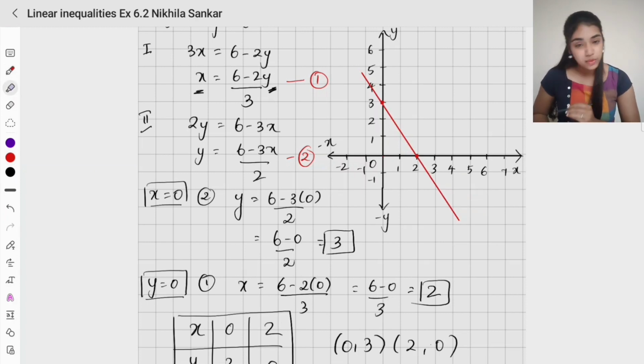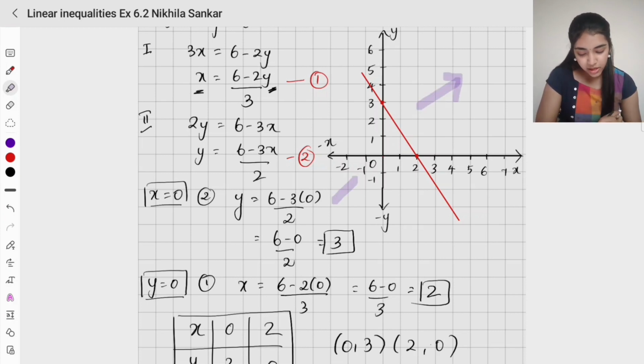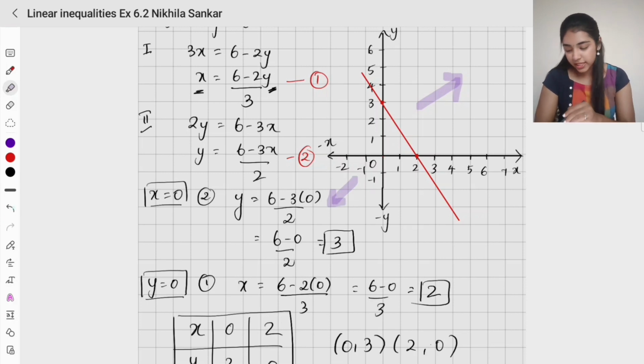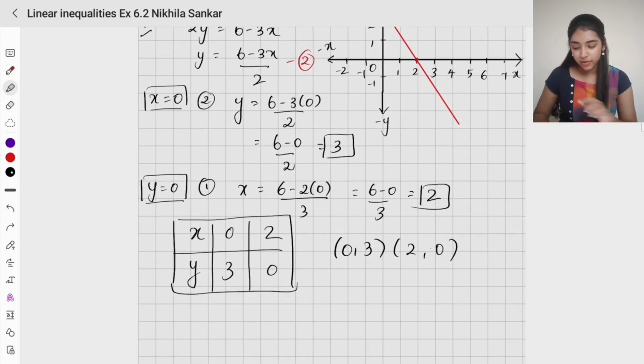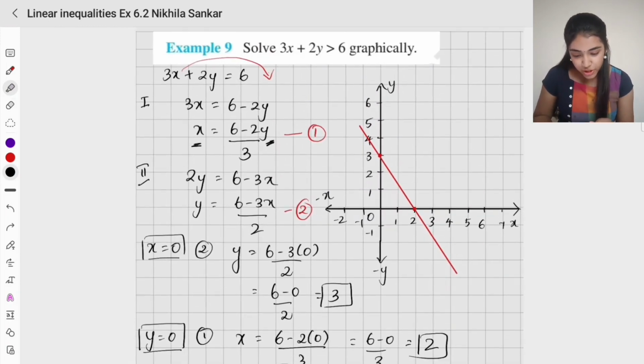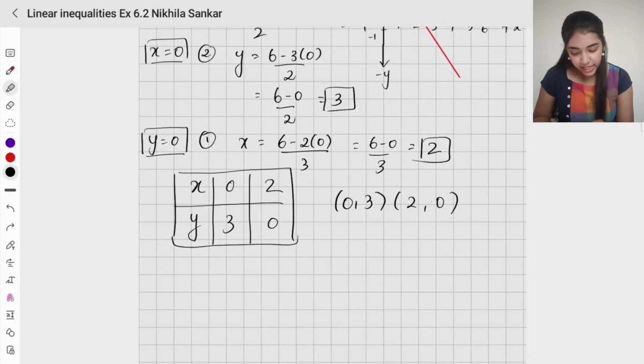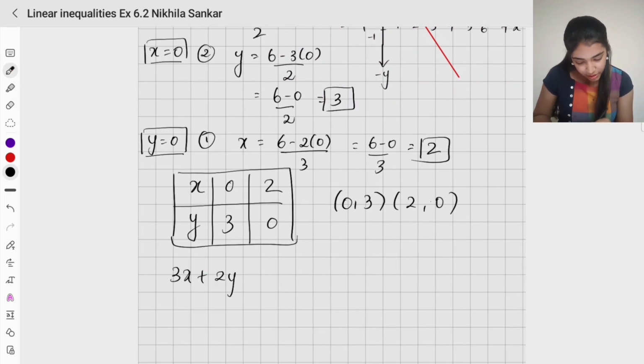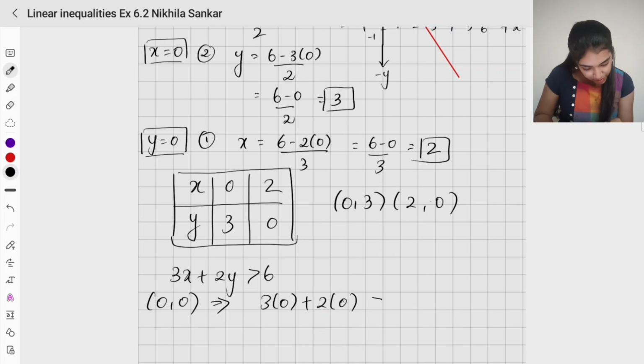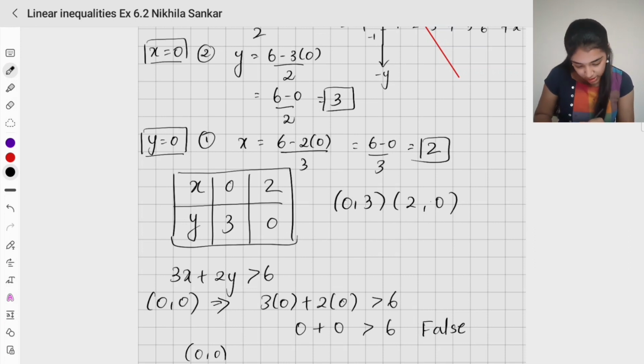இப்போ shaded region கண்டுபிடிக்கணும். What is my shaded region? Solution என்ன இந்தக்கு? இந்த பக்கம் is it in the upper half plane or is it in the lower half plane? We need to know this. கரெக்ட்டா? So இதை எப்படி நம்ம கண்டுபிடிக்க போறோம்? Let us substitute the value 0, 0. So what is my inequation? My question is 3x plus 2y greater than 6. When I substitute 0, 0, I'll have 3 times 0 plus 2 times 0 greater than 6. 0 plus 0 greater than 6. Is 0 greater than 6? No. So false. So 0, 0 is not included.